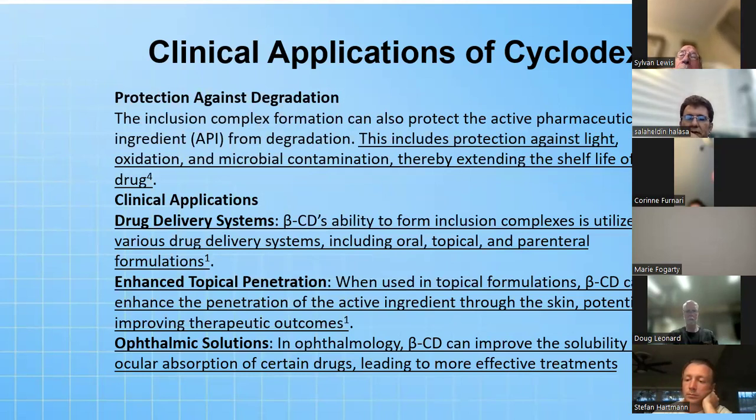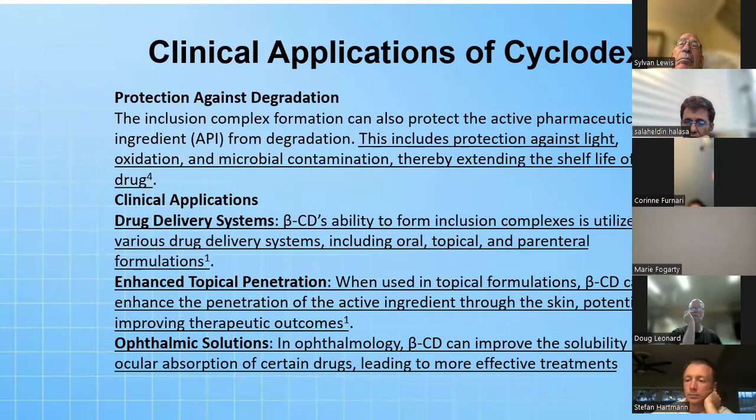Clinical application of cyclodextrin. We know the cyclodextrin does help to protect the drugs from being degraded by the enzymes of your body. So it acts like a shield, especially if you're using a peptide like GLP-1 or oxytocin, or you want to protect them from the enzymes, or you want to protect them from being degraded by acidic enzymes if you're taking those drugs orally.